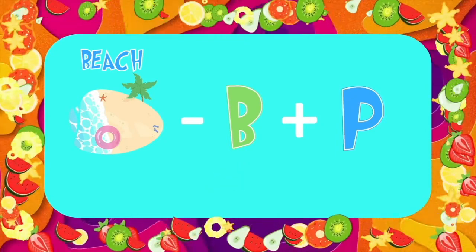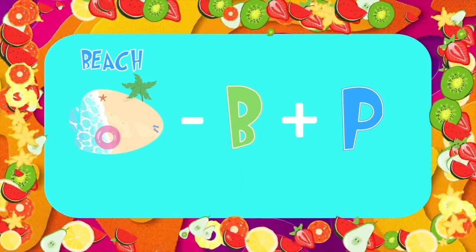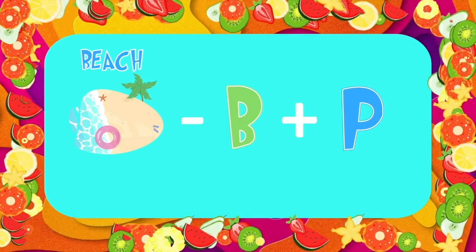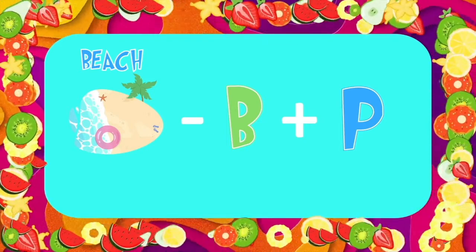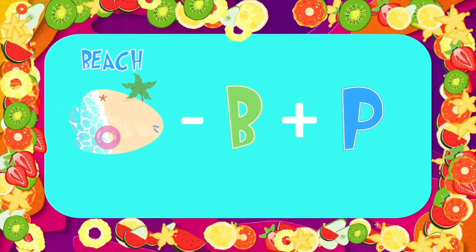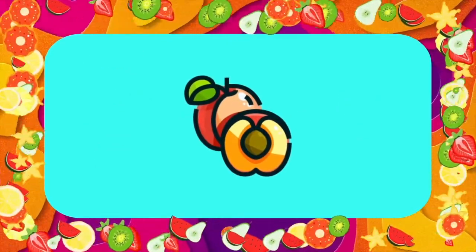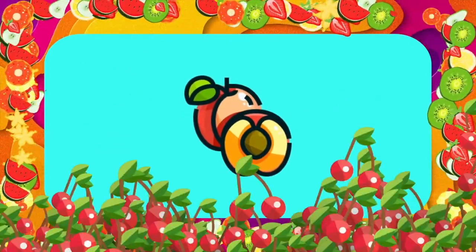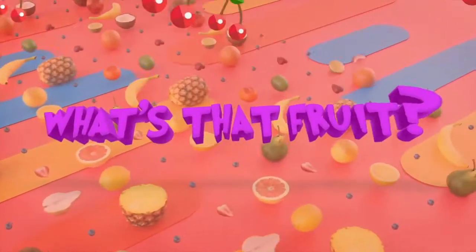Time is up. Did you figure out this fruit? Beach minus the letter B plus the letter P equals peach. Nice work, everybody. Thanks for playing What's That Fruit?